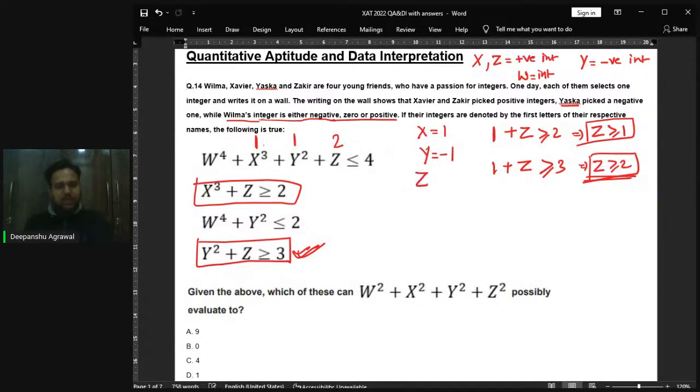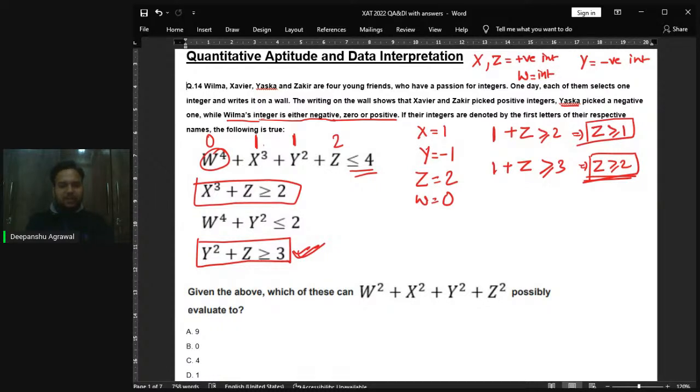Okay. So we can write here value of Z is equal to 2. And because this is 1, this term is also 1, and this term is 2, and the sum cannot be greater than 4. So therefore, the value of W should be 0. So now we have all the values.